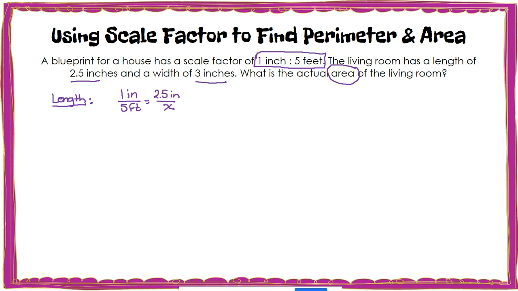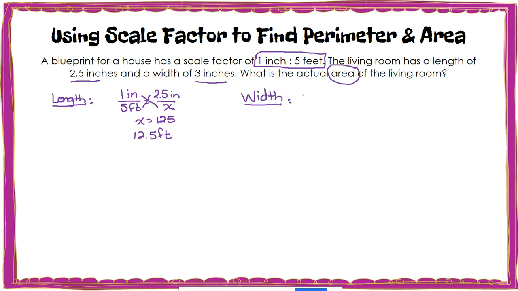Now I'm going to take this and I'm going to cross multiply. 1 times x is 1x, which just gives me x. Then I'm going to multiply 2.5 times 5. When I multiply, I get 12.5. This means that the actual length for the living room is 12.5 feet. Now let's find the width of the living room.